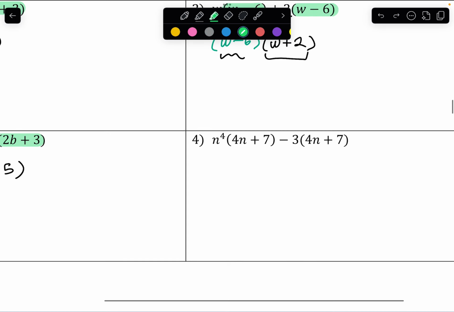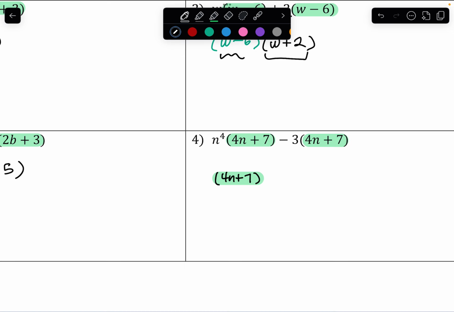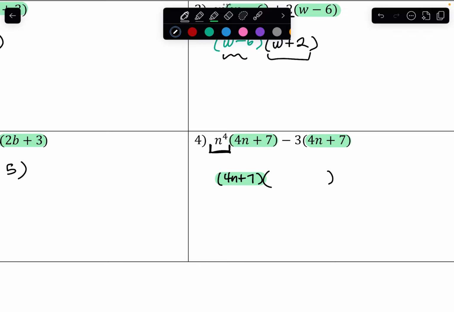Okay, this last one, we have 4n plus 7, 4n plus 7. So the 4n plus 7 is what goes out front, still in parentheses. And then what goes left inside the second set of parentheses is n to the 4th minus 3. In that order, keep the order the same.